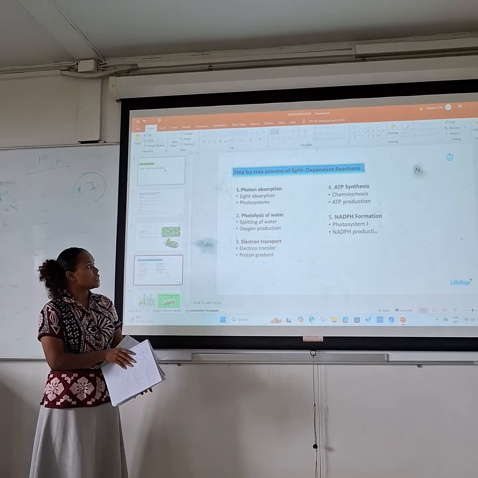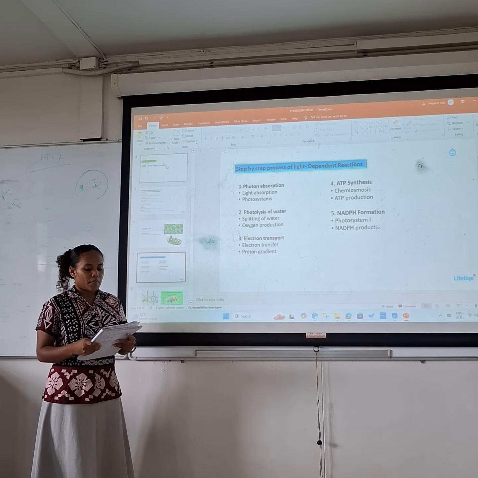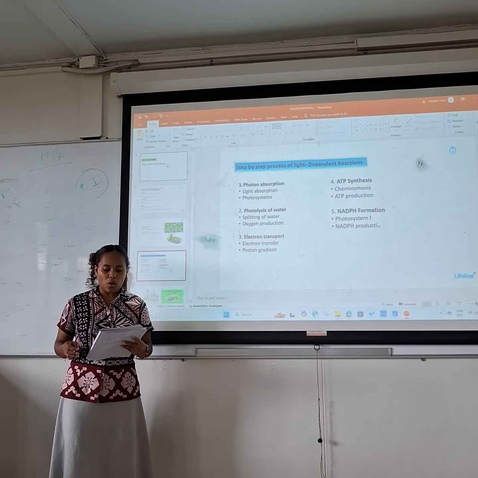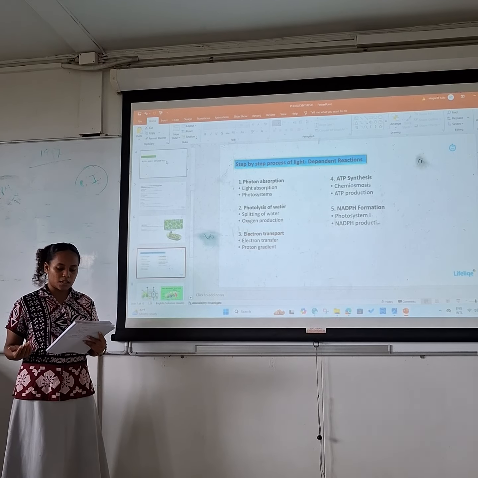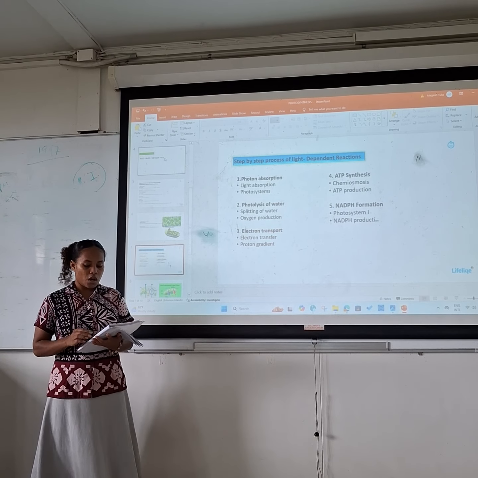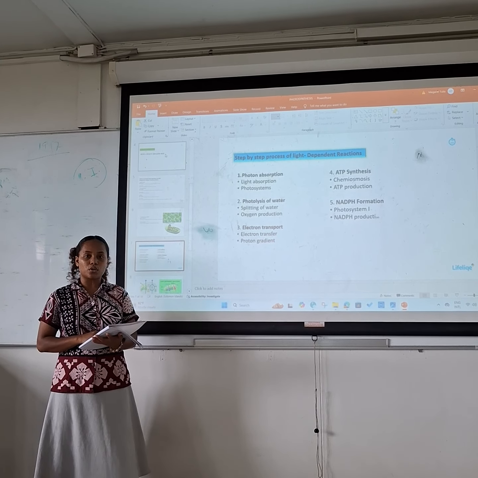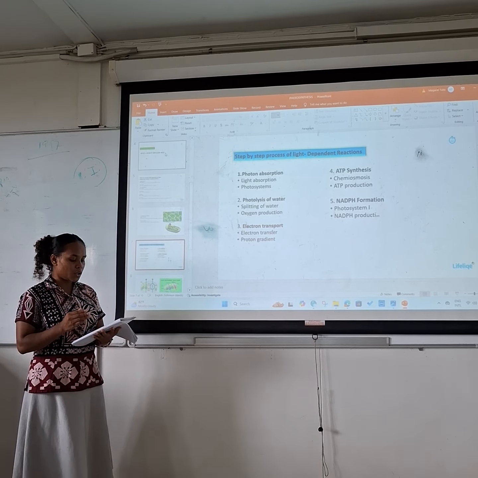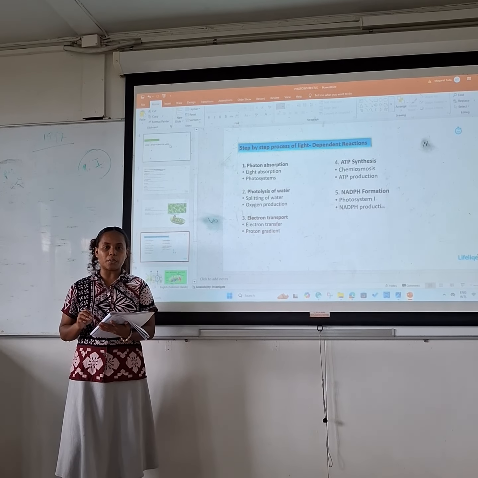For third, it is the electron transport chain. For electron transfer, the excited electrons travel through the electron transport chain, a series of proteins embedded in the thylakoid membrane. These transfer the electrons. Electrons release energy, which is used to pump protons into the thylakoid lumen. For proton gradient, the movement of protons into the thylakoid lumen creates a proton gradient across the thylakoid membrane.